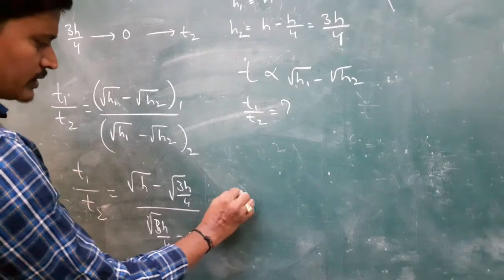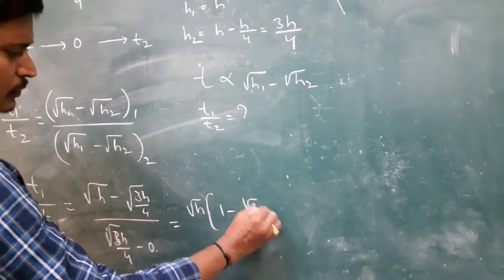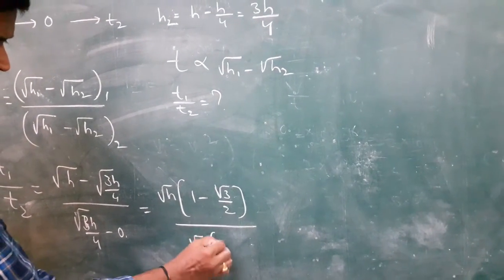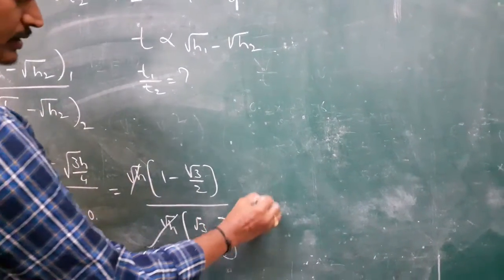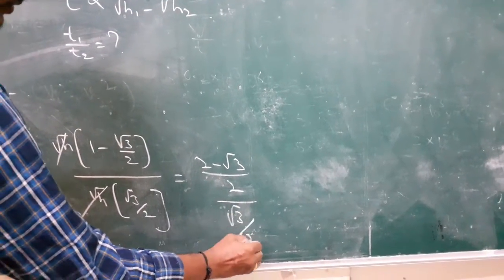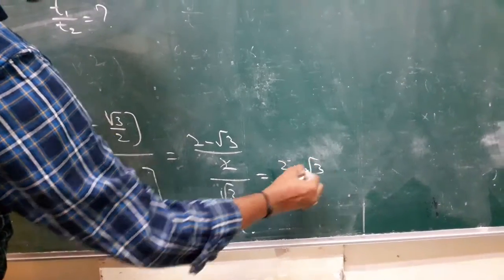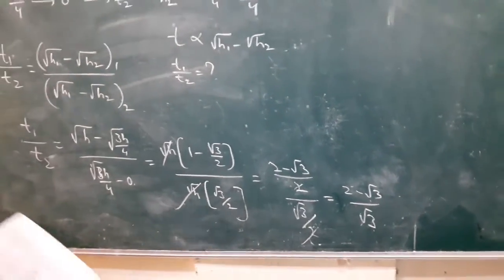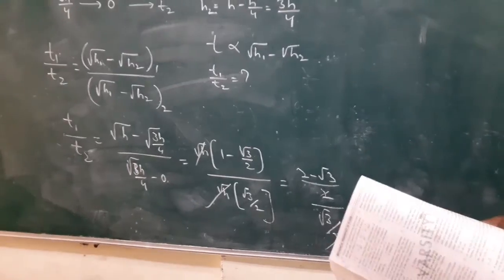So root H taken common, that is 1 minus root 3 divided by 2, divided by root H taken common, this is root 3 divided by 2. H cancels, that is 2 minus root 3 divided by 2, divided by root 3 divided by 2. 2 gets cancelled. 2 minus root 3 divided by root 3. Okay. So next problem is, what is that?